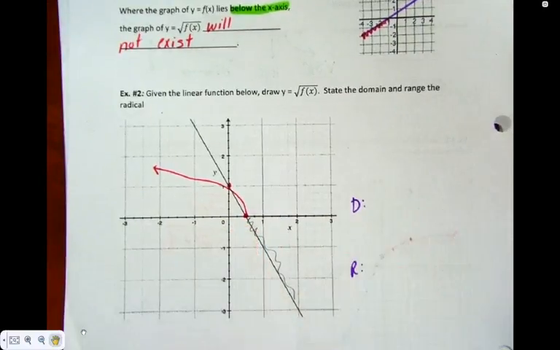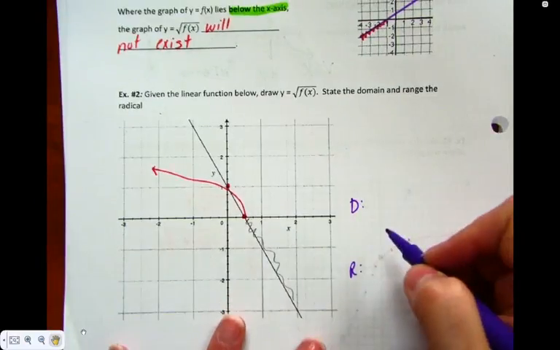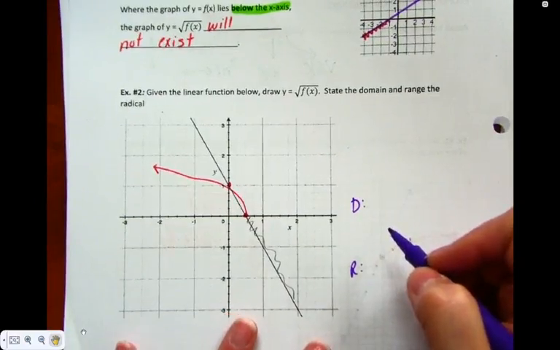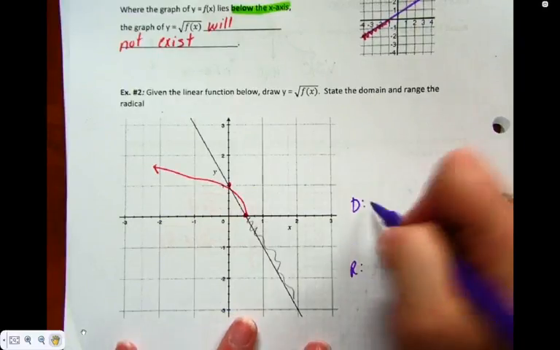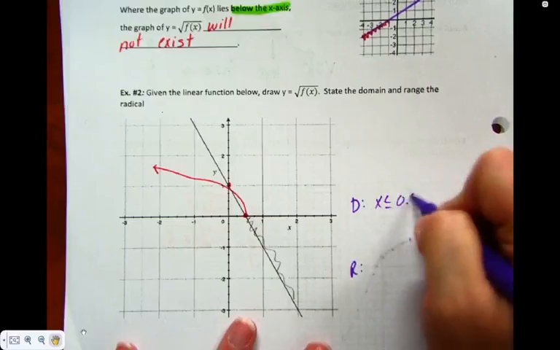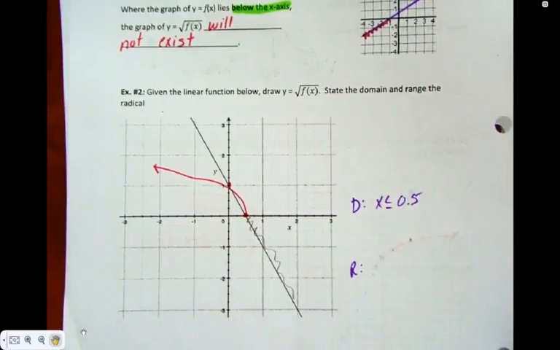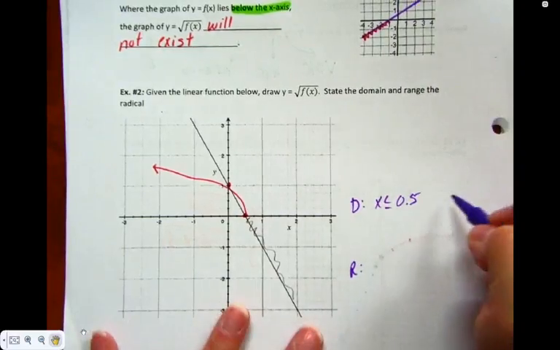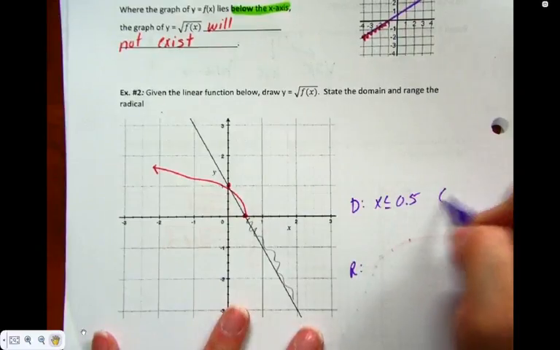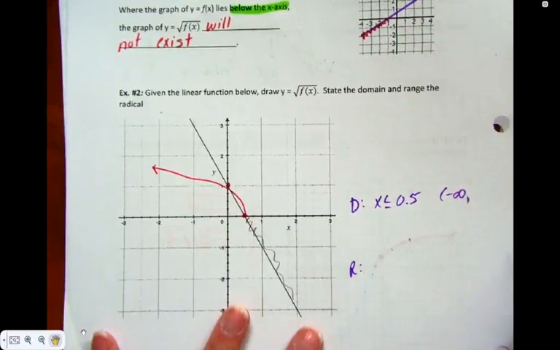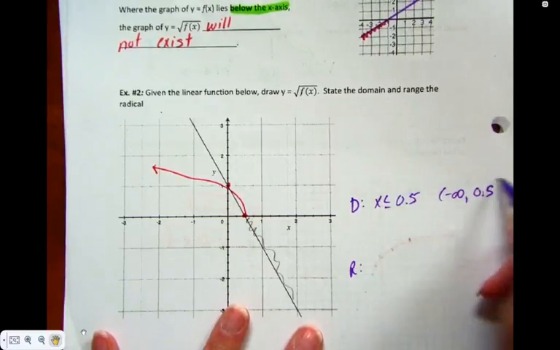So how do I state all the points from negative infinity to 0.5? Two different ways, pick whatever one you like. Give me either one of them. I like that. The other notation, if you like it better: negative infinity, 0.5. What kind of bracket on the 0.5? Square bracket.